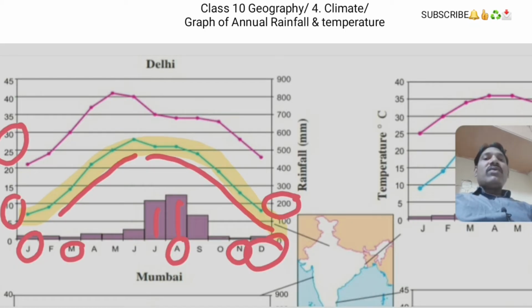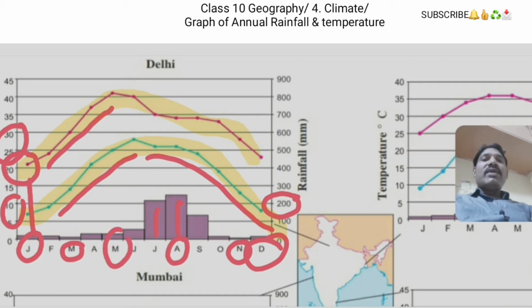Now let's try to understand the maximum temperature of Delhi. Now see here, in the month of January it is approximately 20 degrees centigrade. Then it rises up in the month of March. It is above 40 degrees centigrade.